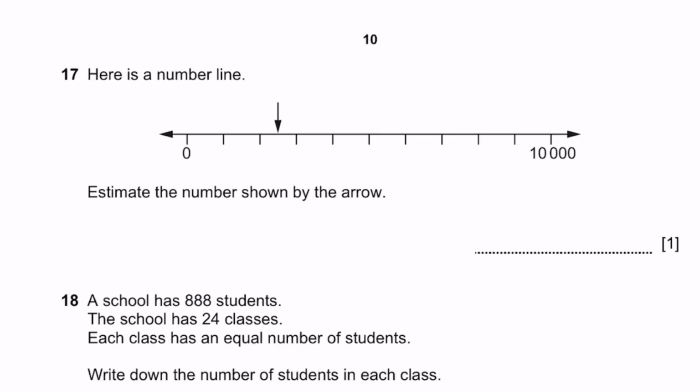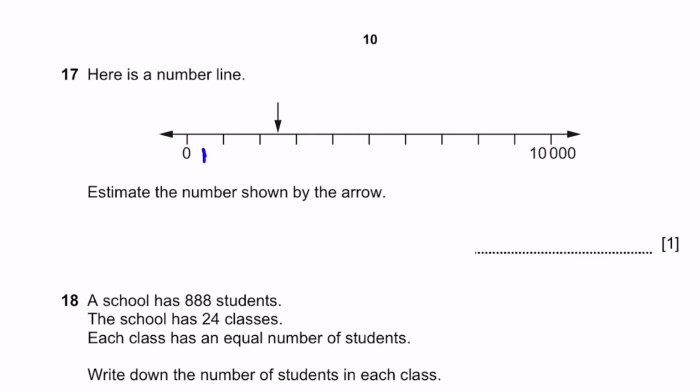Question 17. Here's a number line. Estimate the number shown by the arrow. Let's see the digits here. We have 0 to 10,000 on a number line. There are 1, 2, 3, 4, 5, 6, 7, 8, 9, 10 divisions before 10,000. If there are 10 divisions, that means 10 divisions is 10,000. 1 division will be 1,000.